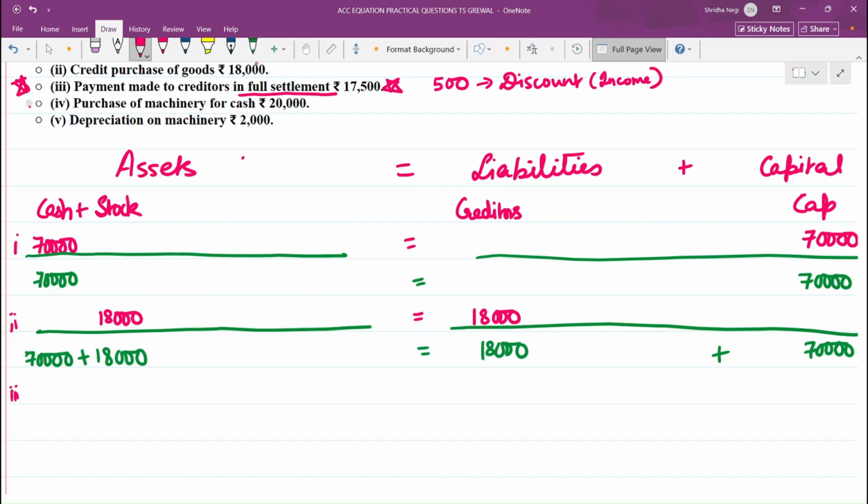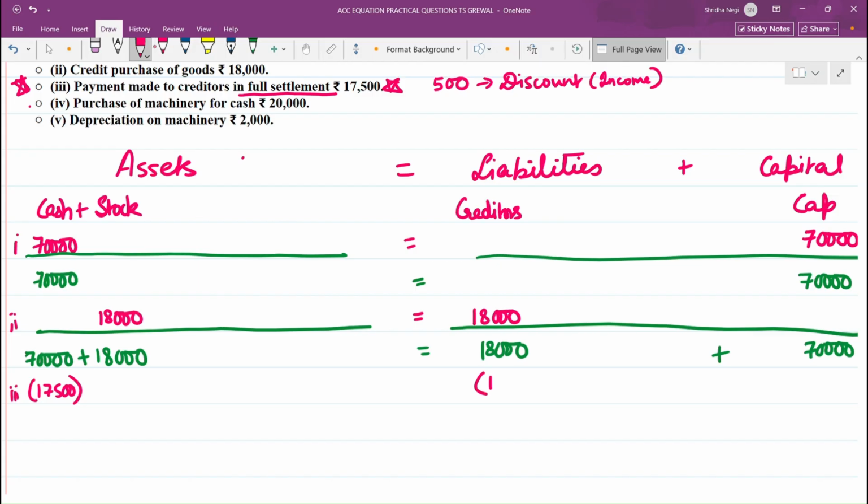ठीक है, आराम से करते हैं. Payment made to creditors in full settlement. सबसे पहले तो cash कम होगा. Cash will decrease by 17,500. ठीक है, okay. And creditors are also paid how much? 17,500. Understood? 17,500 they are paid. Now, what will happen here? Oh, sorry. The creditors will decrease by, creditors are paid in full settlement.